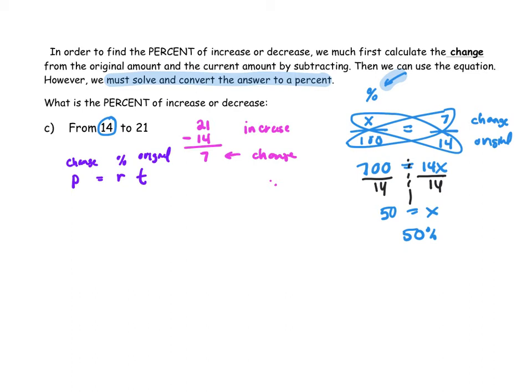So if we look, we have the change. The change is 7, and then the percent is what we're trying to figure out, so we're going to leave that variable r alone. We don't know it yet.